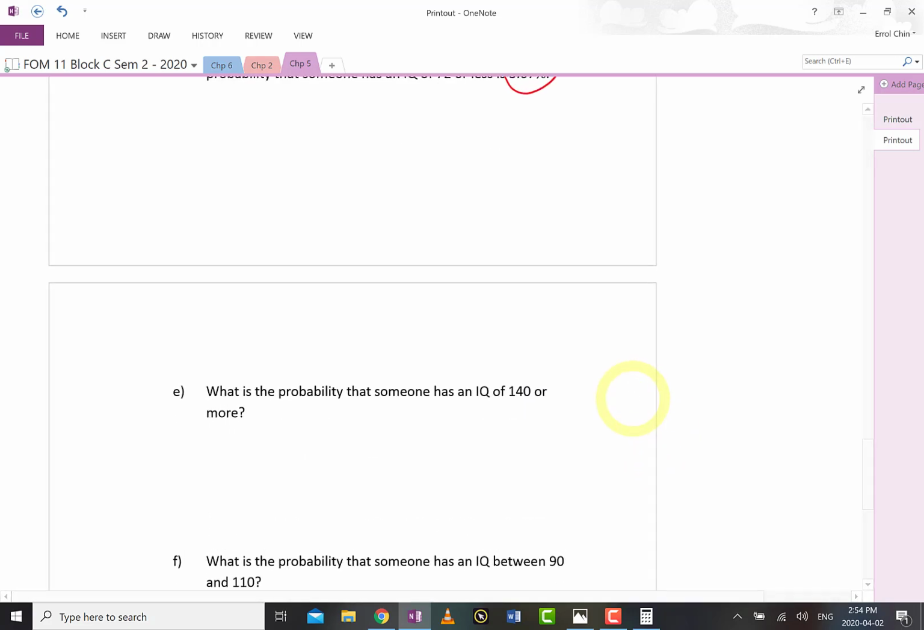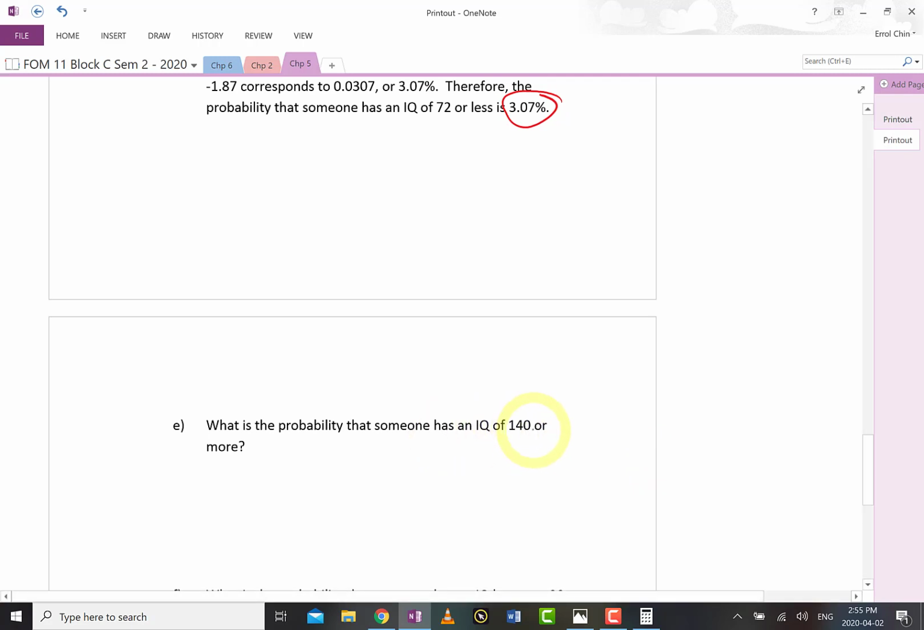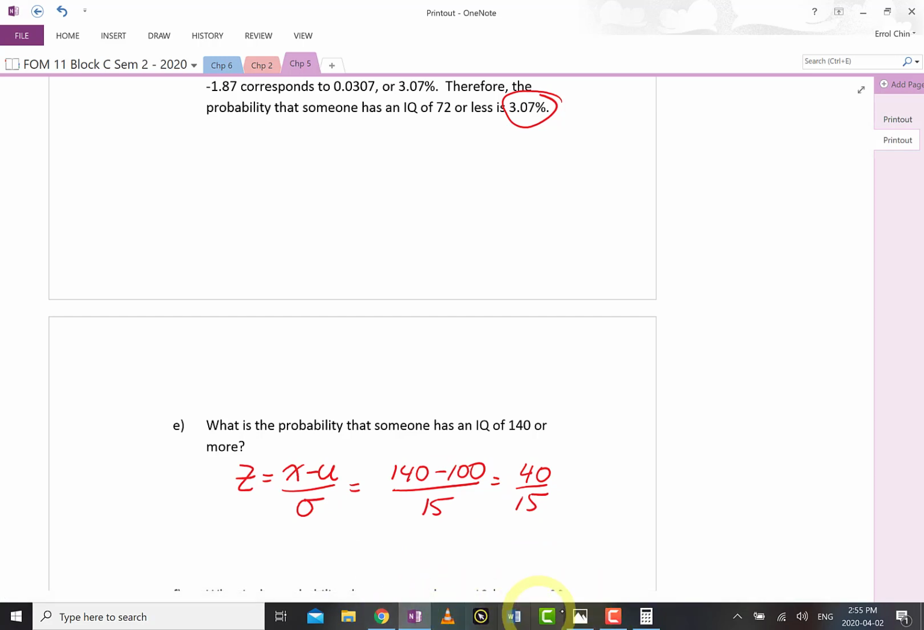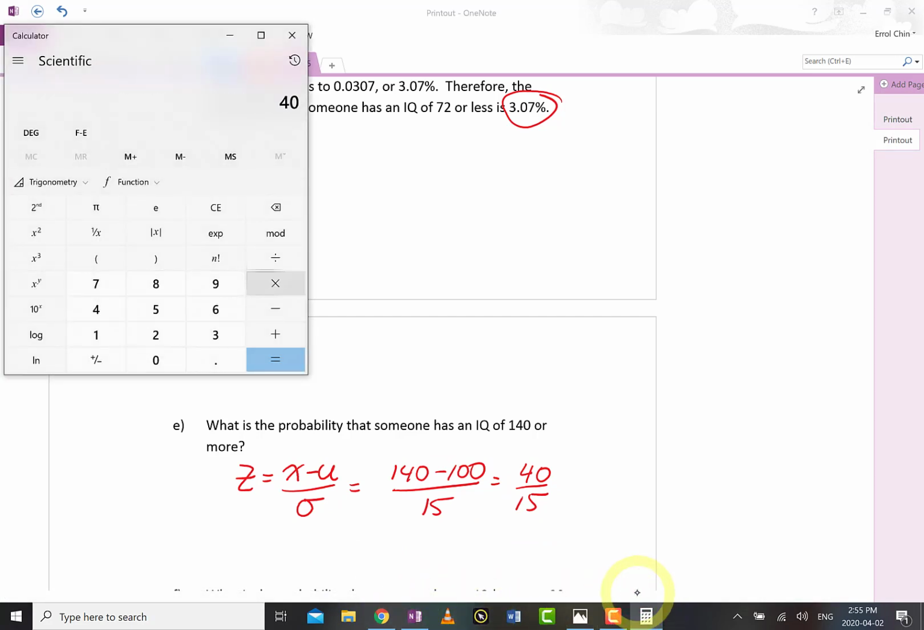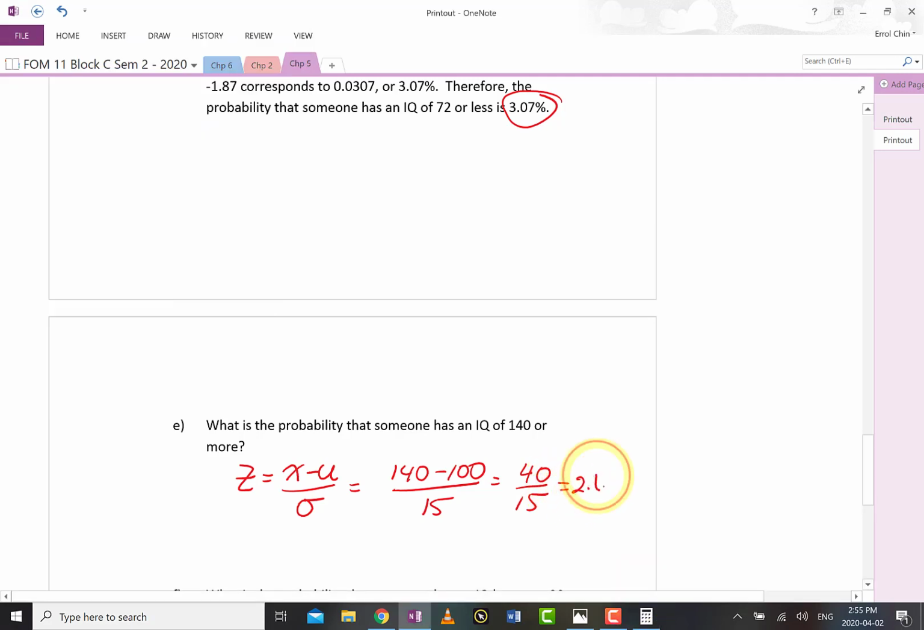It says here, what's the probability that someone has an IQ of 140 or more? So we're going to convert this into a z-score. So here we go. Z is equal to x minus mu over sigma, which is 140 minus 100 all over 15. So that's going to be 40 divided by 15. We're going to calculate the z value. I'm going to take my calculator out. This is 40 divided by 15. That's 2.66 standard deviations. We'll round up to 2.67.